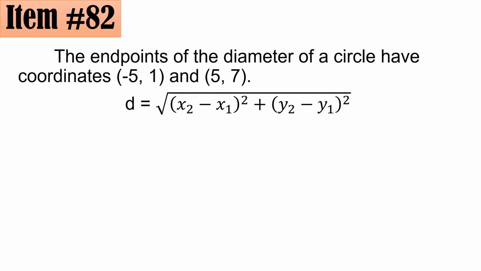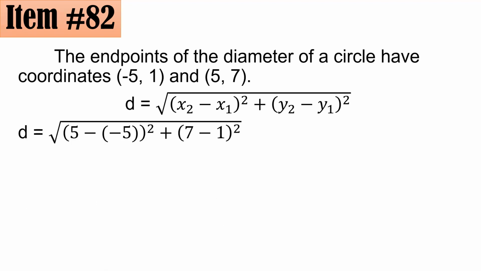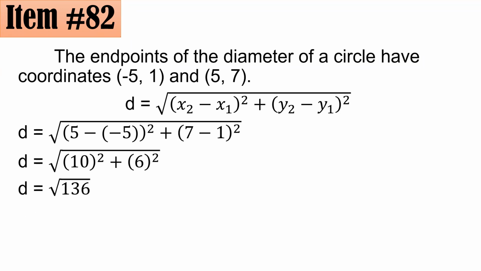And with that, by substitution, d equals the square root of the quantity 5 minus -5 quantity squared plus 7 minus 1 quantity squared. So 5 minus -5 means 5 plus 5 or 10 squared, plus this is 6 squared. 10 squared is 100 and 6 squared is 36. So that's square root of 136 now. We know that 136 is not a perfect square, but it has the largest perfect square factor of 4.